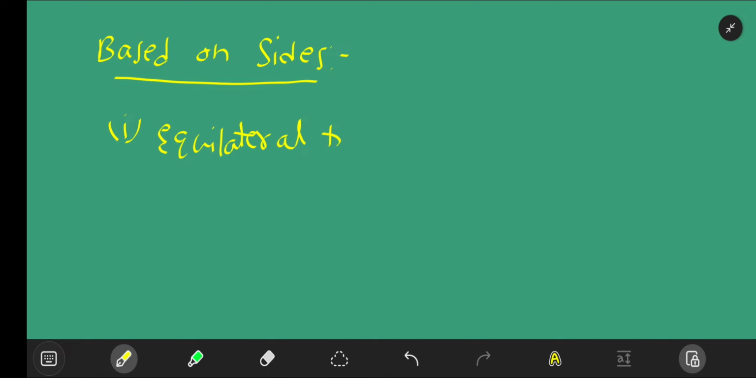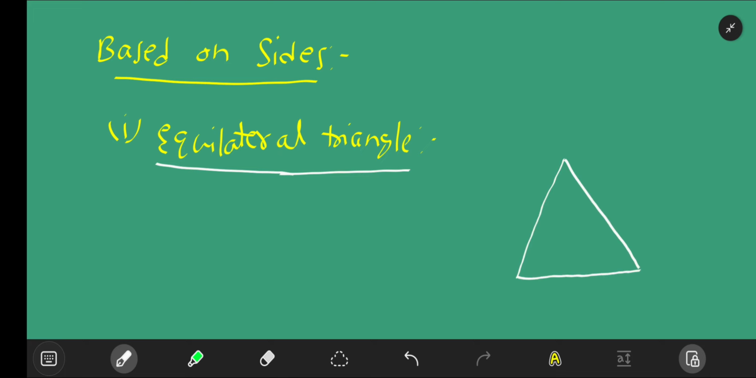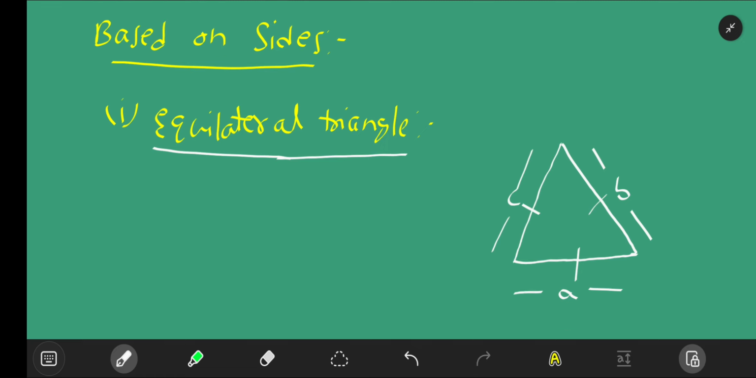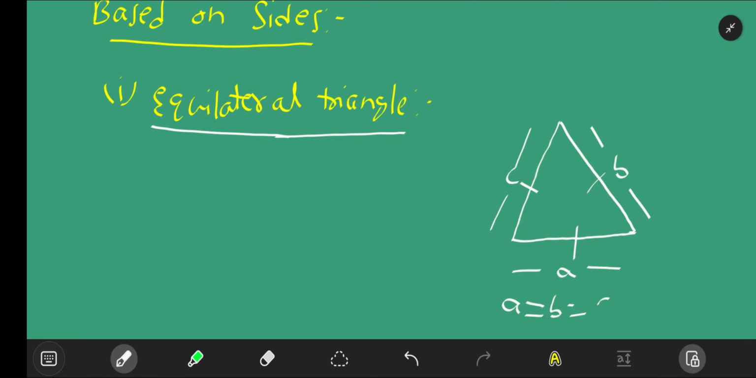Equilateral triangle. An equilateral triangle must have all sides of equal length. That means suppose this length is A, this length is B, and this length is C. A is equal to B is equal to C. These three lengths must be equal.